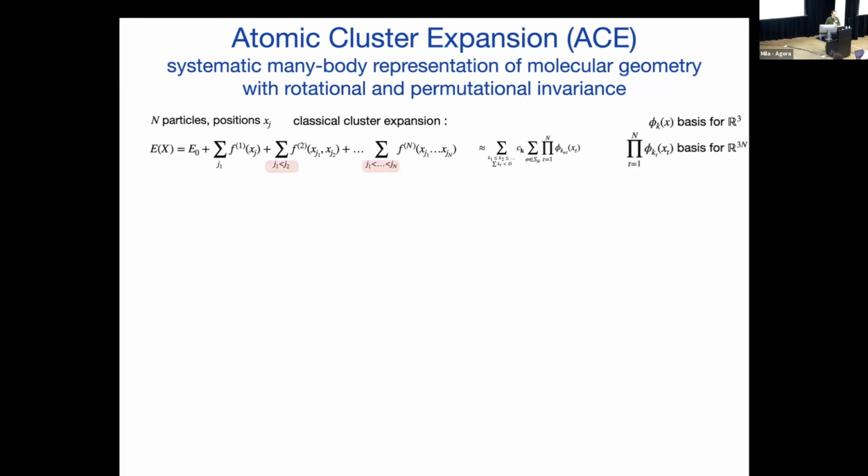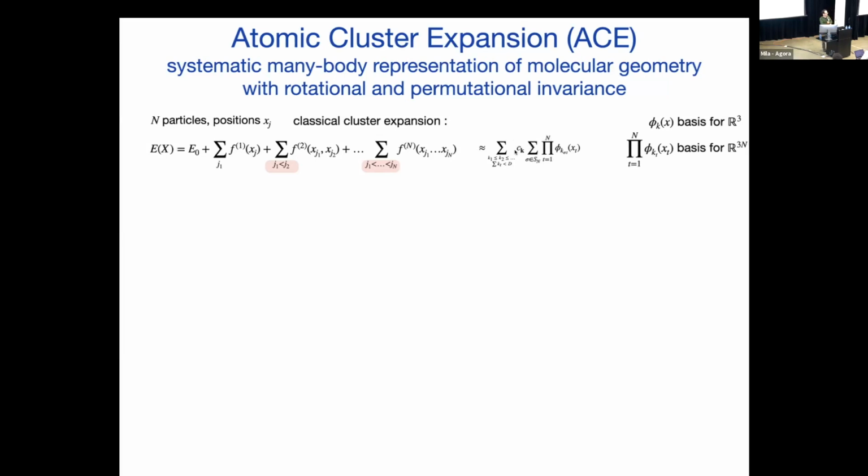And then you construct a tensor product basis. So if I want the basis for not R^3, but R^3n, I can take a basis for R^3 and just tensorize it. So take products of that basis function, and these products are a basis for R^3n. So I can construct basis functions for my full space.